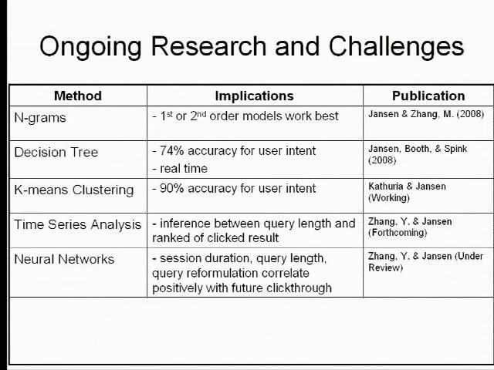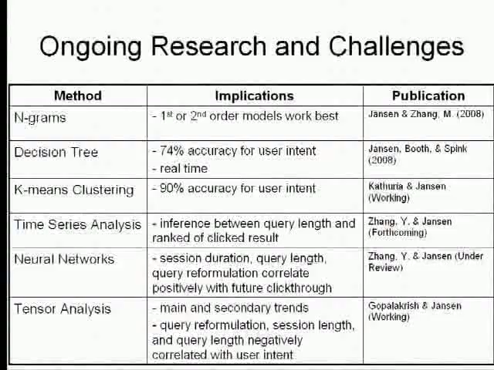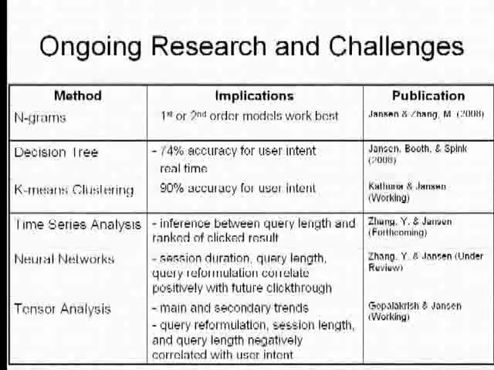I looked at neural networks. And again, within the entire stream you can come up with some characteristics of the user and then predict future click-through rate. And finally, looking at some tensor analysis, which so far has appeared to be fairly beneficial. We really found there are multiple trends, patterns going on in these streams. And again, some positive and negative correlation between certain characteristics and then user intent and click-through.